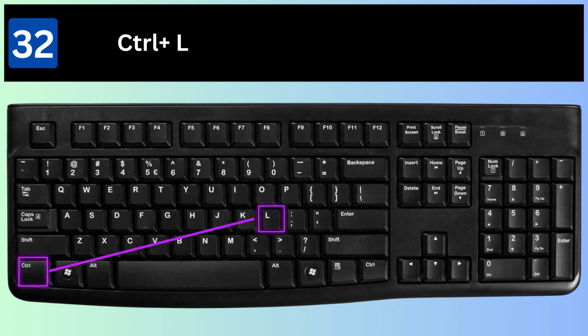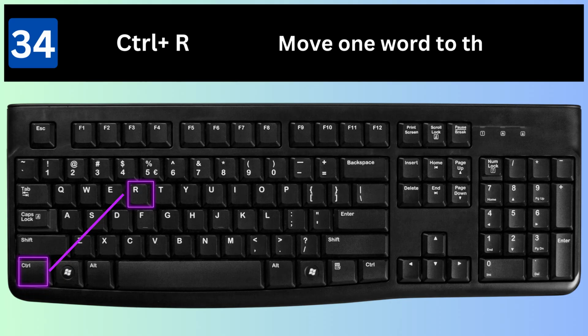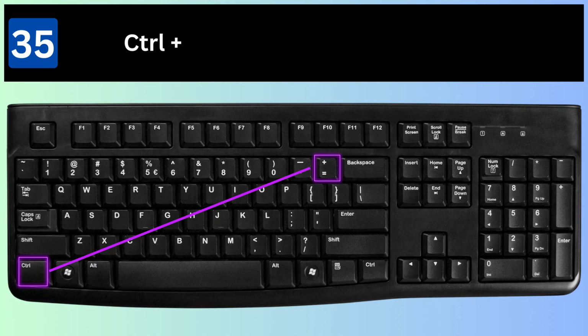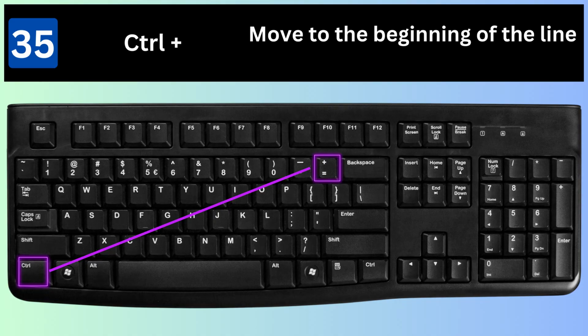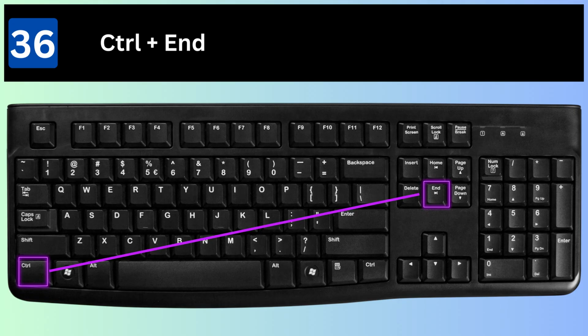Ctrl plus left arrow. Move one word to the left. Ctrl plus right arrow. Move one word to the right. Ctrl plus up arrow. Move to the beginning of the line or paragraph. Ctrl plus End. Move to the end of the document.